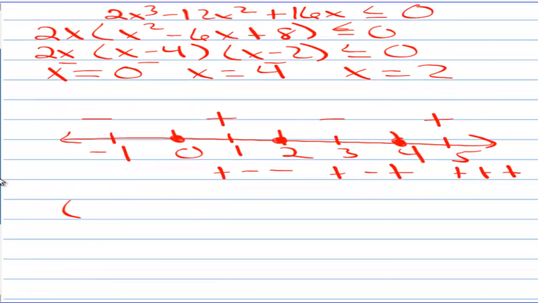So we're looking at negative infinity to 0, and then union with 2 to 4. And that's where the values are negative.